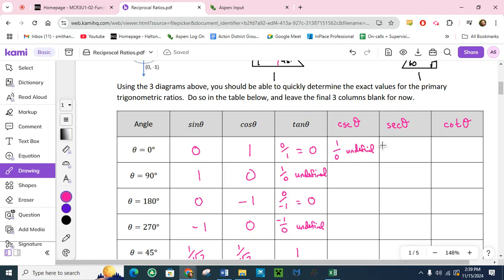The secant of 0 degrees. What's the reciprocal of 1? Anybody think they have that? What's the reciprocal of 1? Graham? It's 1, right? It's just 1 divided by 1, which is just 1.